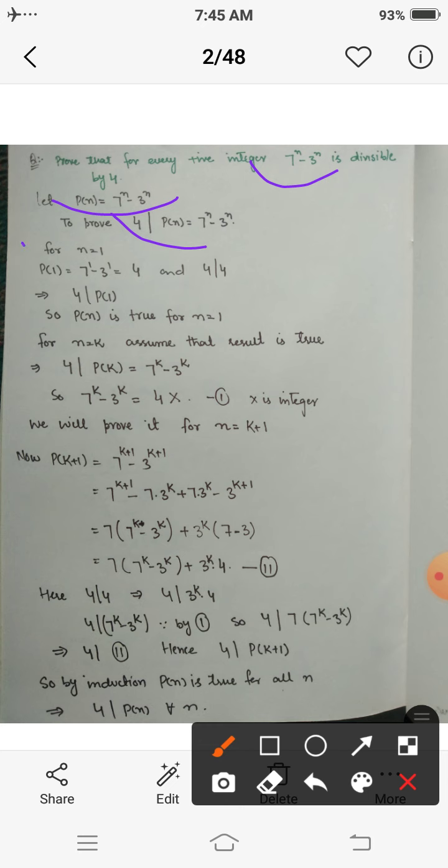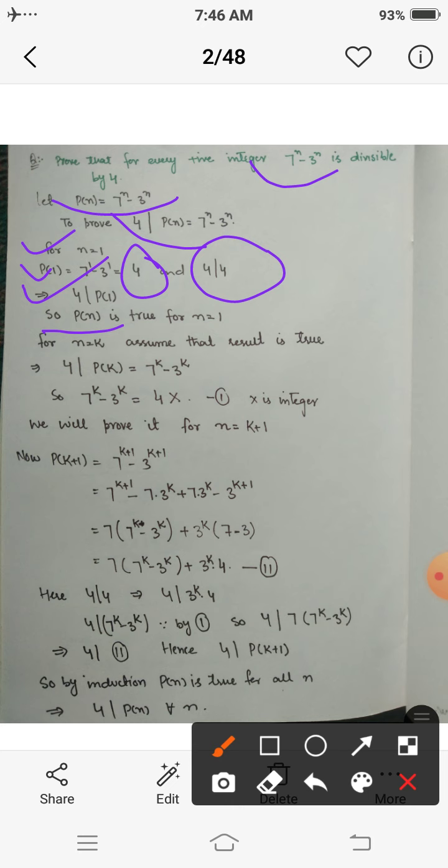Now for n equals to 1, p of 1 means the given statement is actually 7 to the power 1 minus 3 to the power 1, which is simply 7 minus 3, that is 4. Now 4 divides 4, so this means that 4 divides p of 1. Hence this p of n is true for n equals to 1.